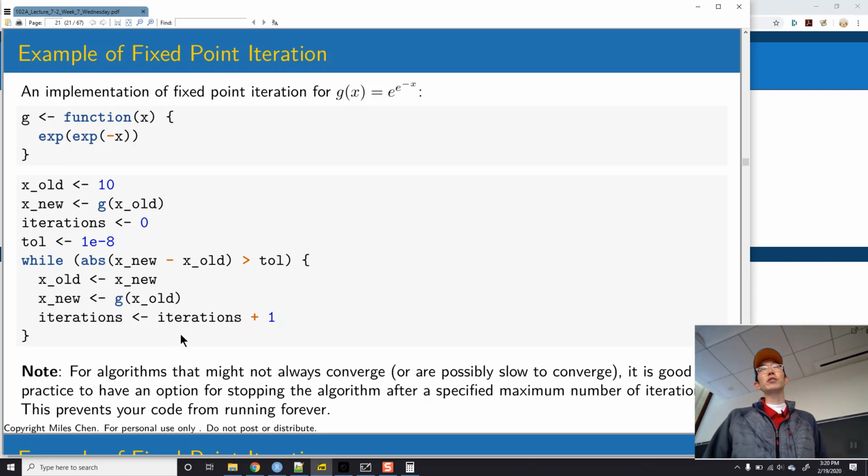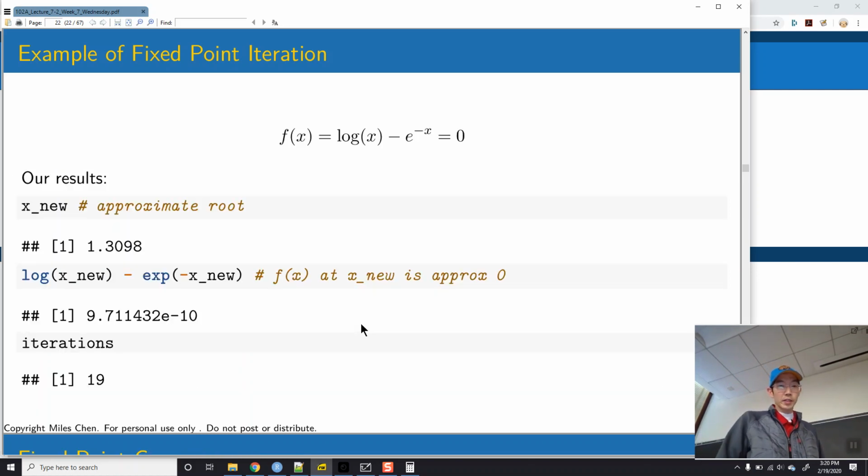And then increment the iterations by 1. All right, does this make sense as far as fixed point iteration? We're just applying the function over and over and over again, and we just keep doing this, right? Okay, and so we let that run, and the answer it comes back is 1.3098, okay?